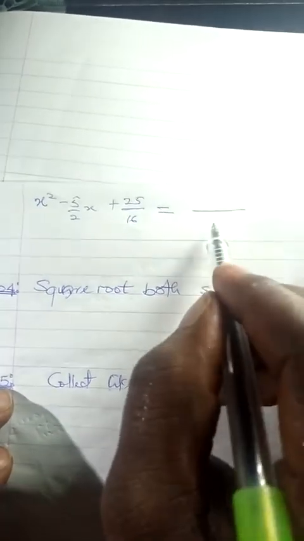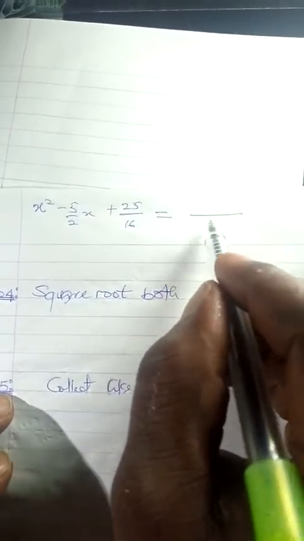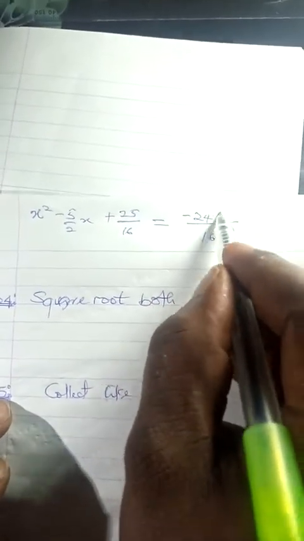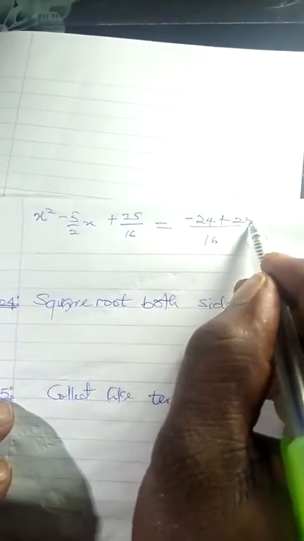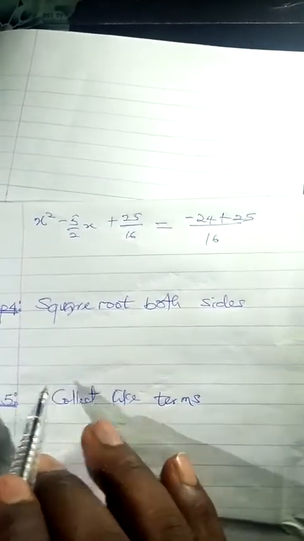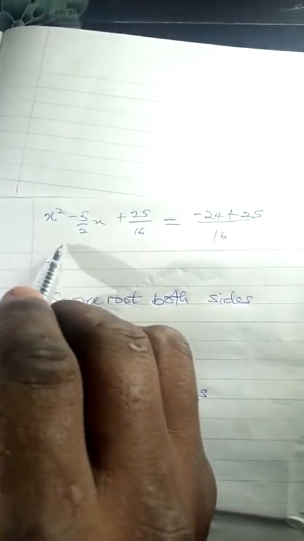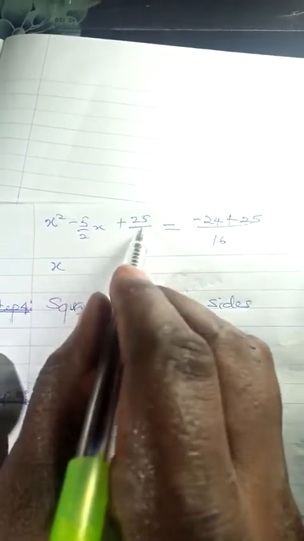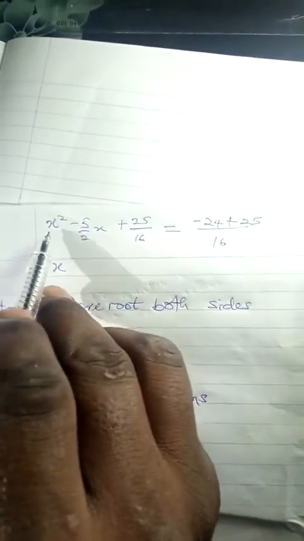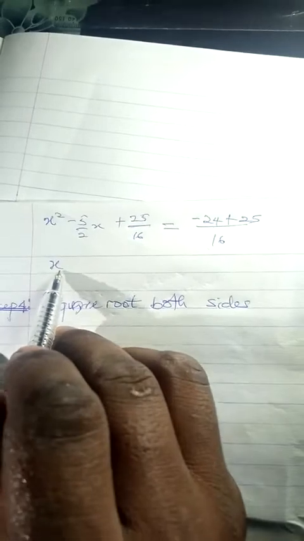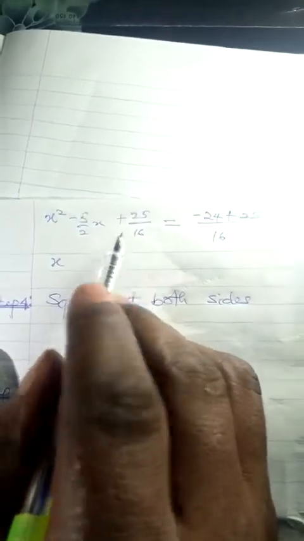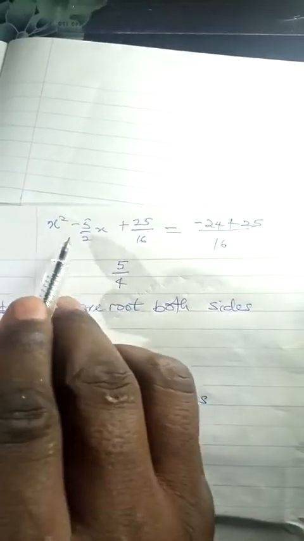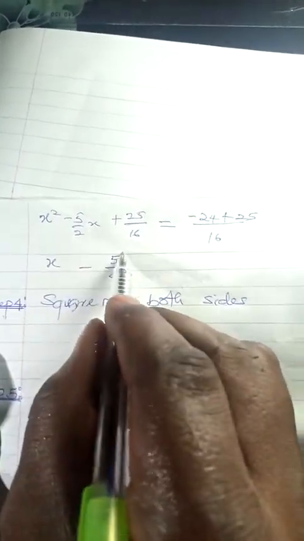the LCM of the right hand side is 16. 16 divided by 2 will give us 8. Then from there we have minus 24 plus 25. At this point, the perfect square of the left hand side is x. Then we find the square root of x squared, that's x. The square root of 25 over 16 will give us 5 over 4. And the sign we have here, we keep it in between.